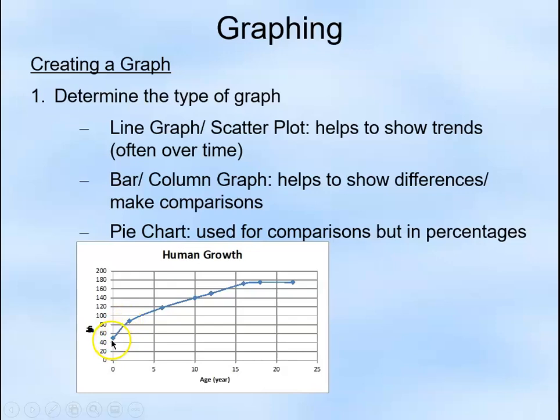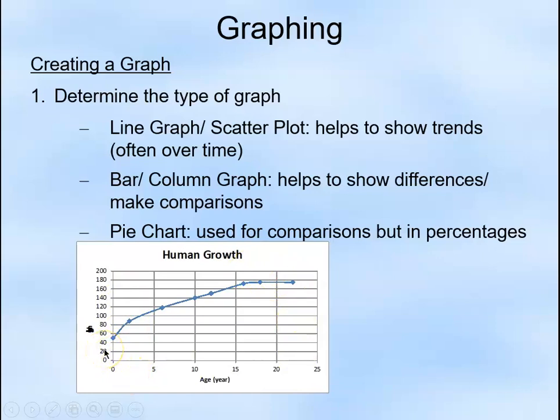The first 2 years or so, you see the greatest rate of growth, the greatest increase in the length of a human, and then it kind of stabilizes, but we're still growing, and then at about 16 or 17, humans don't usually grow very much. Okay, so that's what we can learn from looking at this graph.